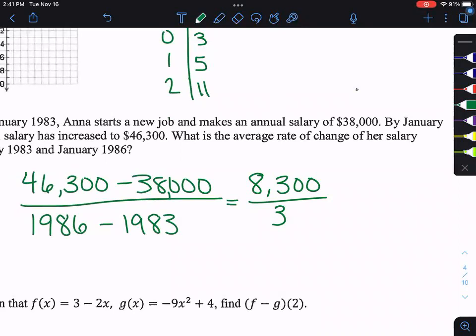So some students think of it that way. Anna's earning $8,000 more and it's taken 3 years for her to gain that. So now we need to simplify this and figure out how much extra she's been earning on average per year. So her salary has gone up $2,766.67 per year. And remember, we round that to the nearest penny.